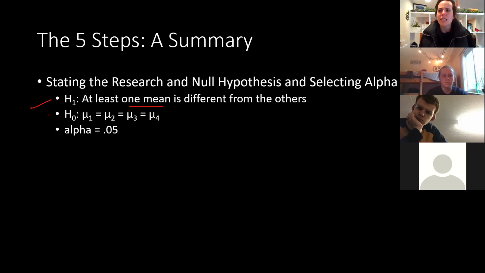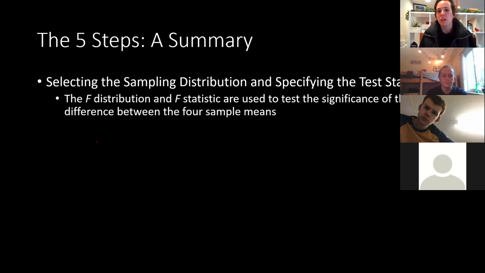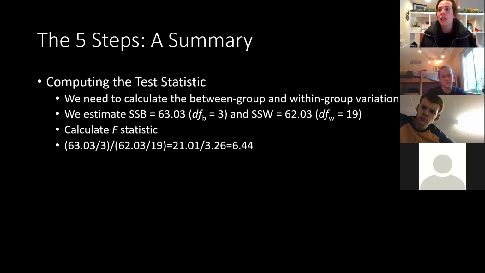And then maybe I didn't say this earlier, so I apologize. When we go through our steps, first we set our research, alternate and null hypotheses, and then we always have to set an alpha level. Honestly, you guys always set it to 0.05. You can't go wrong with that. That's what you do. Next, you're going to select the sampling distribution and specify the test statistic. We're going to be doing the F distribution and using an F statistic because we're doing an analysis of variance.